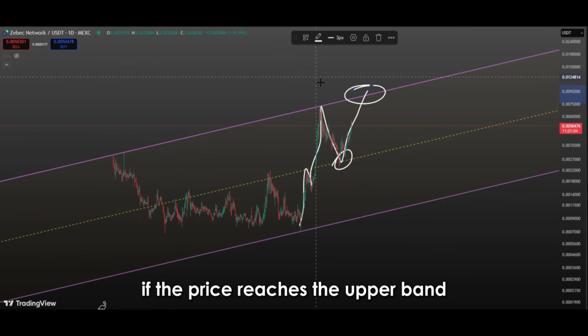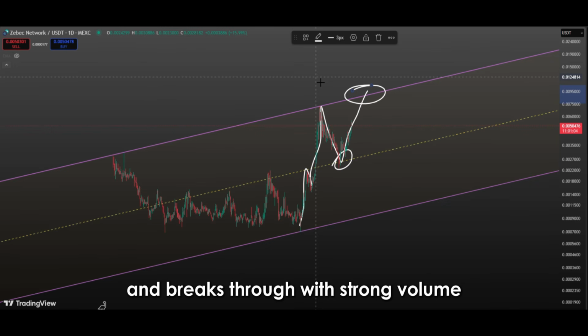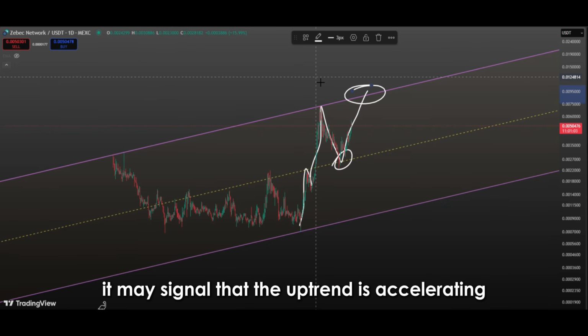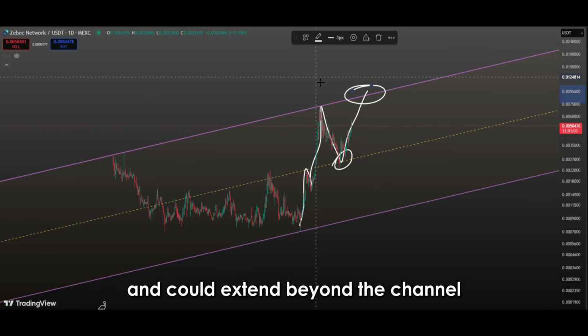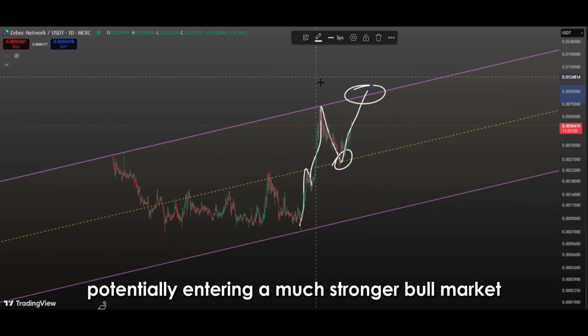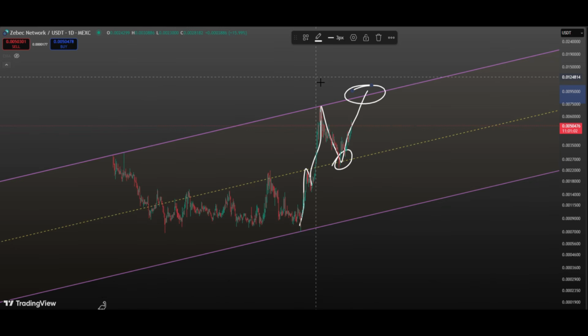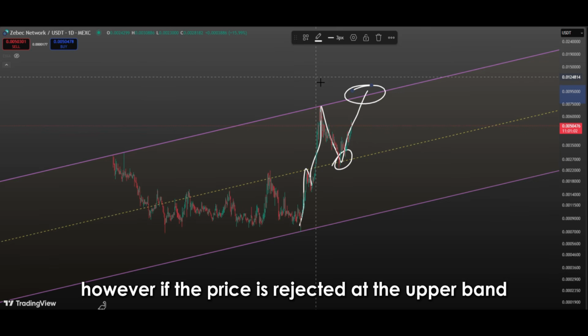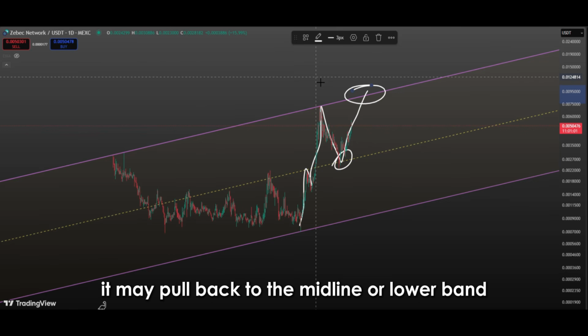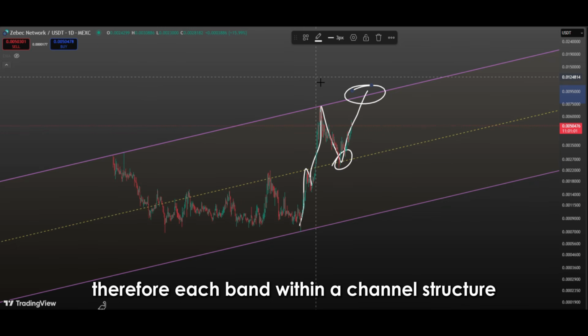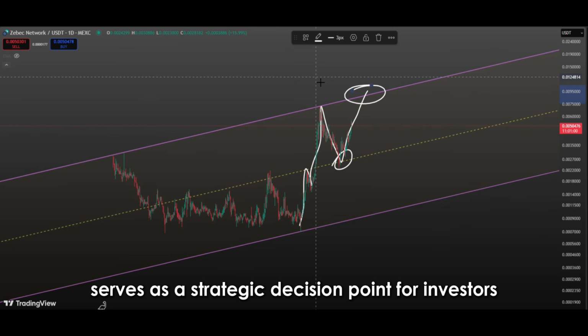If the price reaches the upper band and breaks through with strong volume, it may signal that the uptrend is accelerating and could extend beyond the channel, potentially entering a much stronger bull market. However, if the price is rejected at the upper band, it may pull back to the midline or lower band. Therefore, each band within a channel structure serves as a strategic decision point for investors.